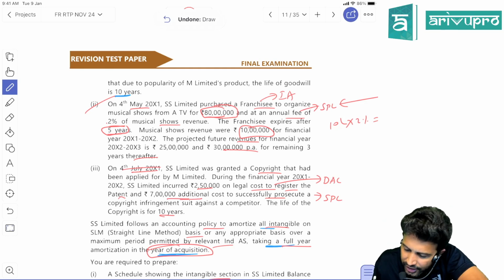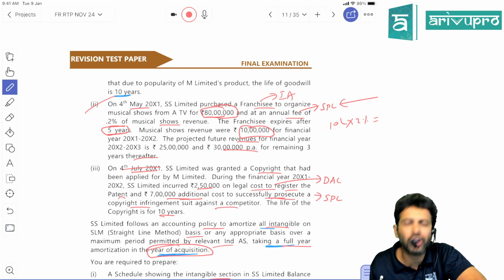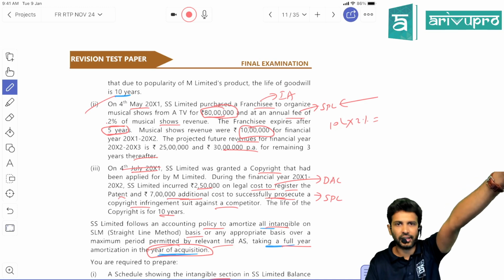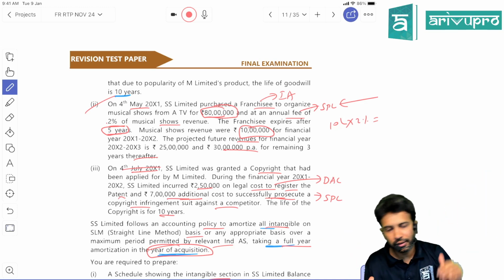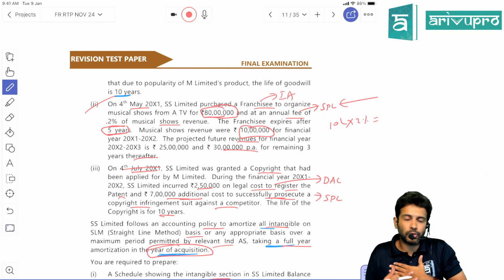There is a 7 lakh additional cost to successfully prosecute a copyright infringement suit against a competitor. So we filed a case against our competitor. Maybe they are using the same copyright. We filed a case against them because we are saying that this copyright is ours.